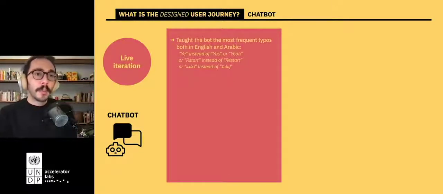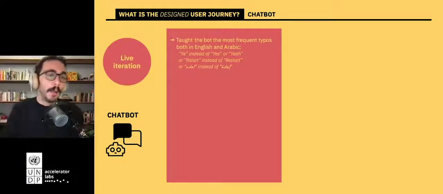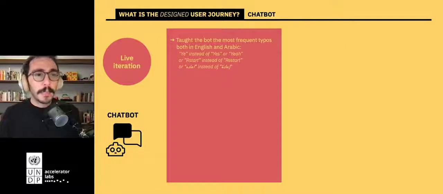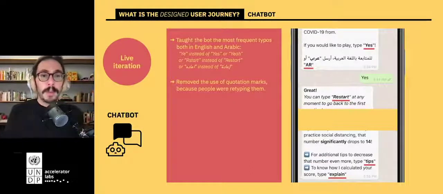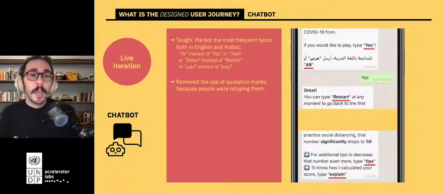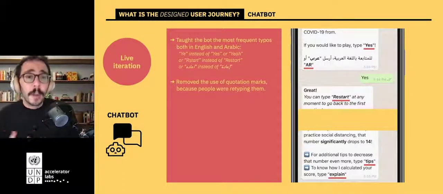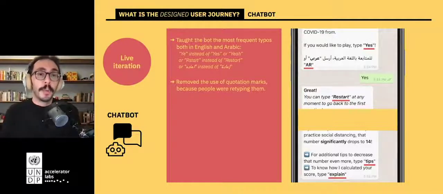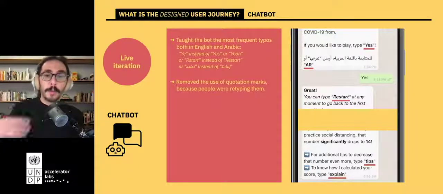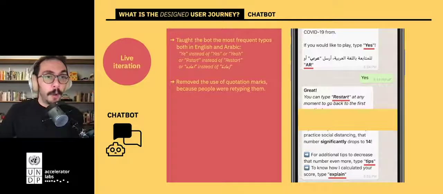First of all, we taught the bot the most frequent typos, both in English and Arabic. I haven't included all of them here, but these are some of the ones that you could expect. We removed the use of quotation marks because people were retyping them. If you look on the right, we asked users to type "restart" at any moment to go back to the first question. And because we put restart in quotation marks, people were retyping it together with the quotation marks, which was putting the chatbot in error mode because it wasn't recognizing what that specific command meant. So we removed it altogether, and this fixed our problem.